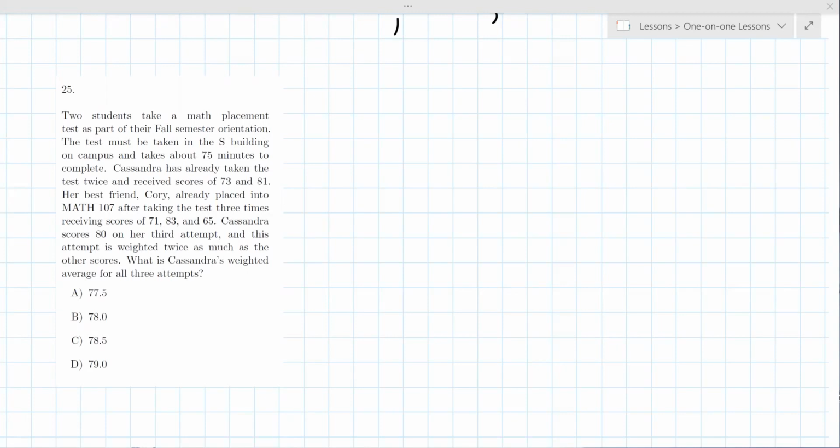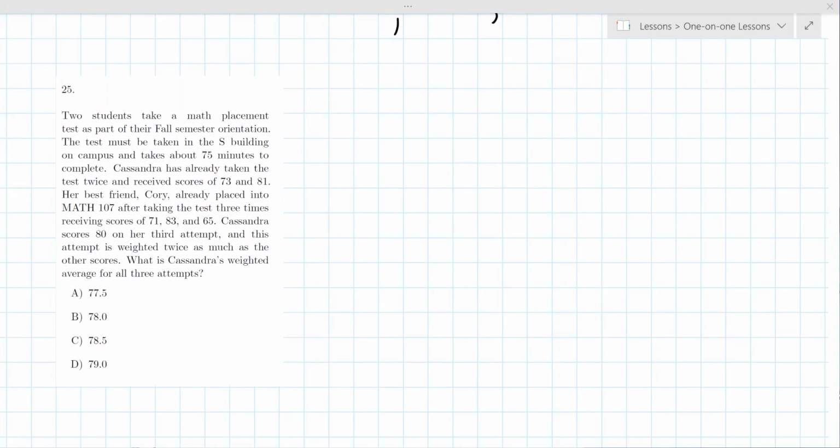So you're trying to find the average of all 3 of her attempts, but her third attempt is weighted more than her 2 others? Yeah, in fact, it's weighted twice as much.